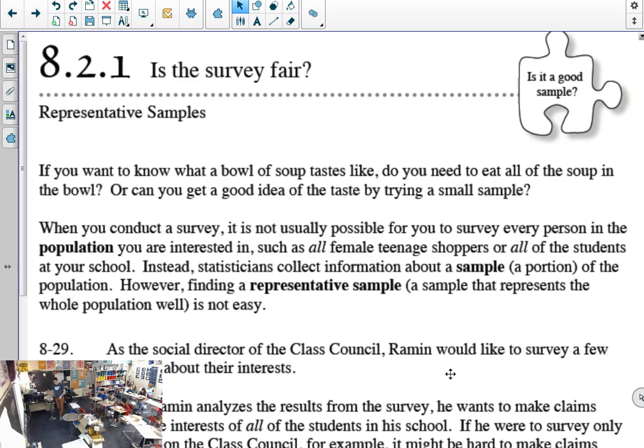Let's say I want to know what goes in trail mix. I don't really want to talk about soup, so forget about that. Do I need to eat all of the trail mix to know what goes in it? No. Who can raise a hand and explain to me why? Alex, what do you think? Because you can see what's in some of the trail mix.